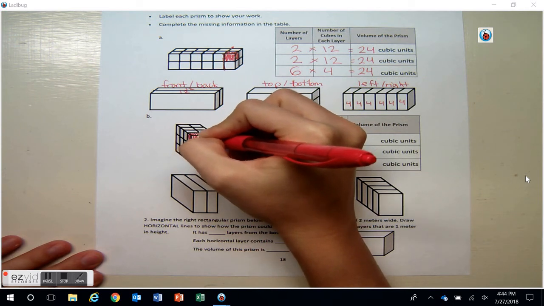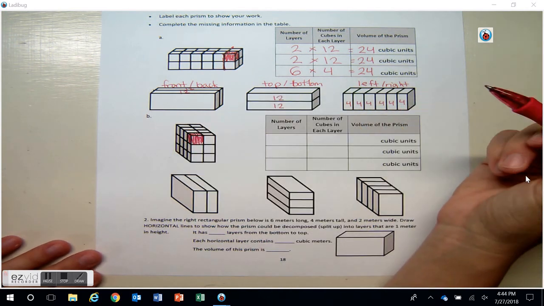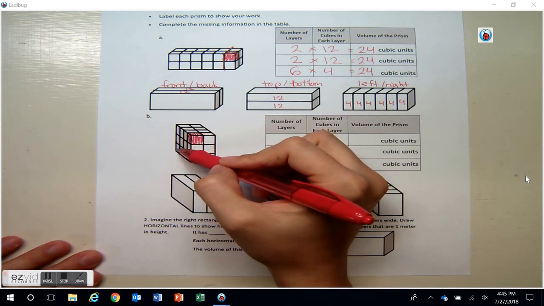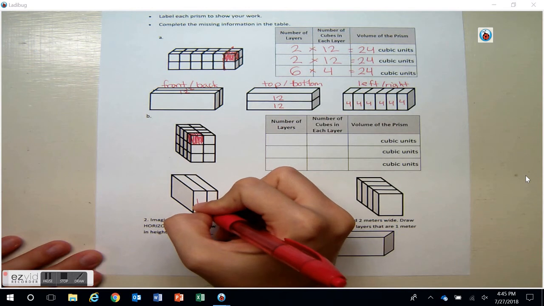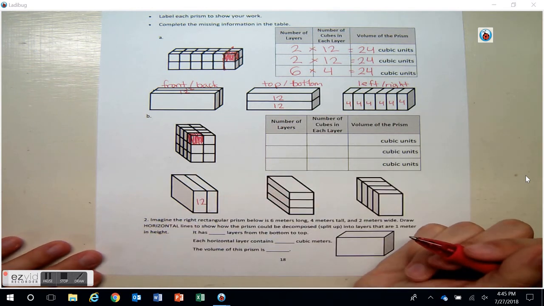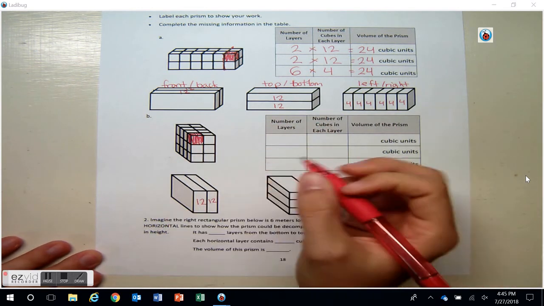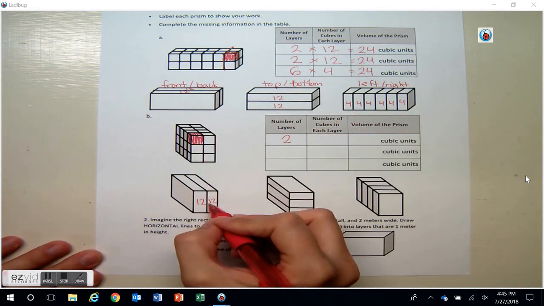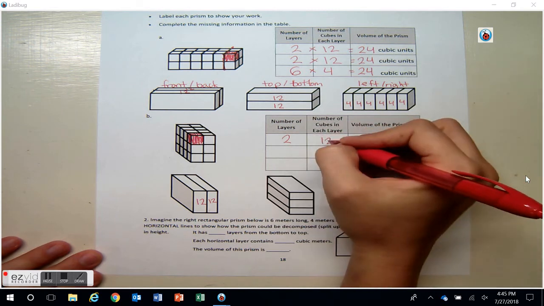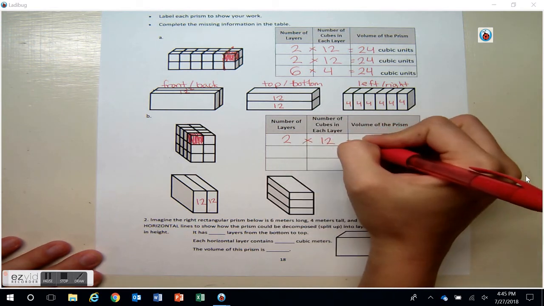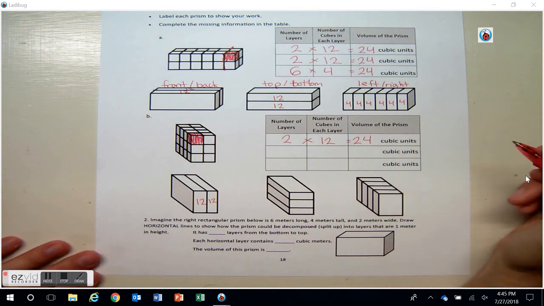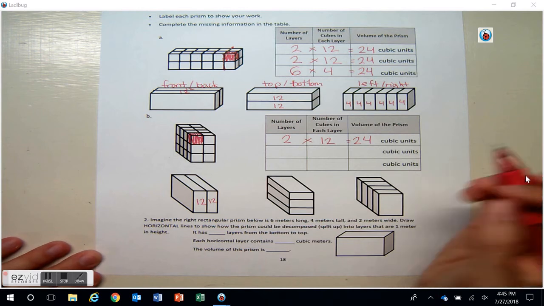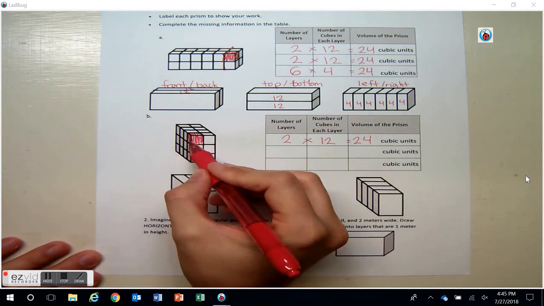Well, again, all of this is 1 cube, so we're not going to count that more than once. So I see 1, 2, 3, 4, 5, 6, 7, 8, 9, 10, 11, 12 cubes in the left layer, which means I have 12 cubes in my right layer because it's a right rectangular prism. So again, 2 layers, each layer has 12 cubes. 12 plus 12, or 2 groups of 12, gives me 24 cubic units. Haha, they have the same volume, they just look a little different.